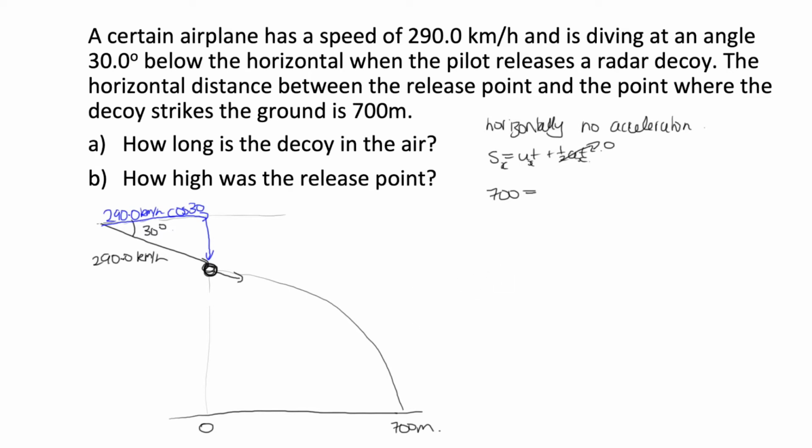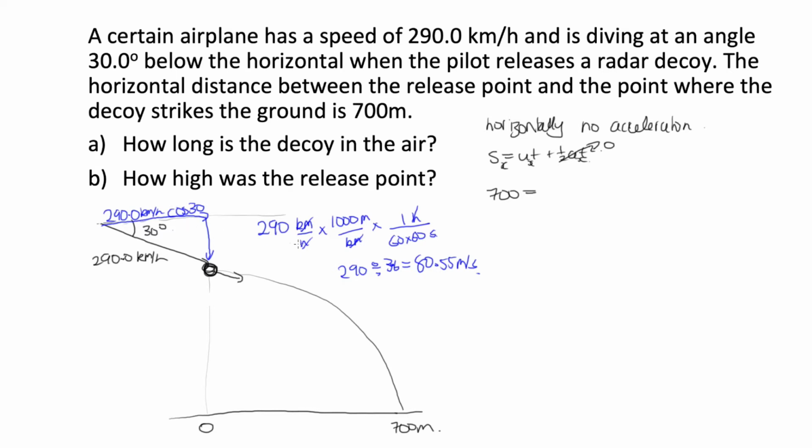So let's convert 290 kilometers per hour into meters per second. We've got 290 kilometers per hour, times 1,000 meters in a kilometer to get rid of the kilometers, and then divided by 60 times 60 seconds in 1 hour to get rid of the hours. So we're effectively doing 290 divided by 3.6, and when we solve that, we get 80.55 meters per second.